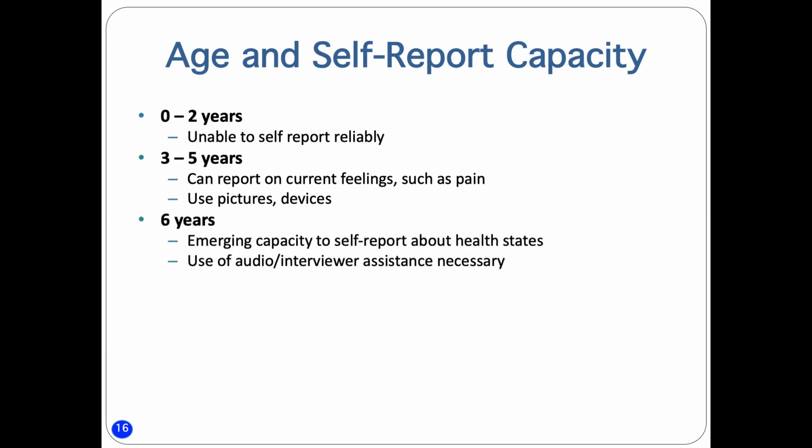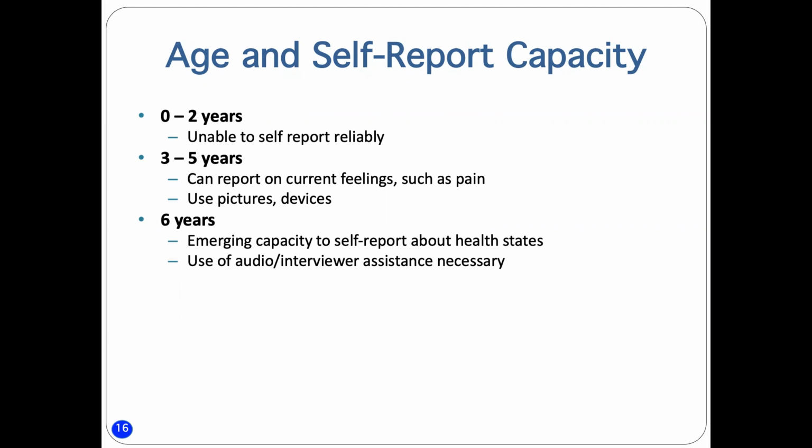By 6 years, there's an emerging capacity for kids to self-report about health, but they can't read. So you need to use audio-assisted administration if you're using a computer, or you need to have an interviewer assist if you are delivering the outcome assessment yourself. Just because kids can't read, this is one of my messages, should not steer you to asking parents, right?